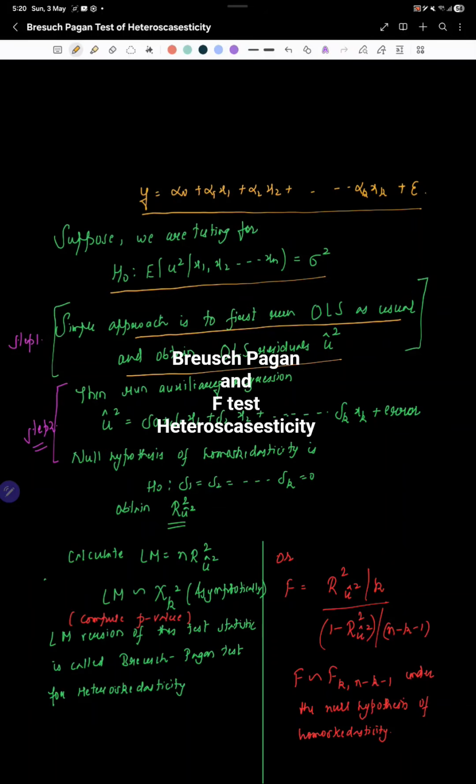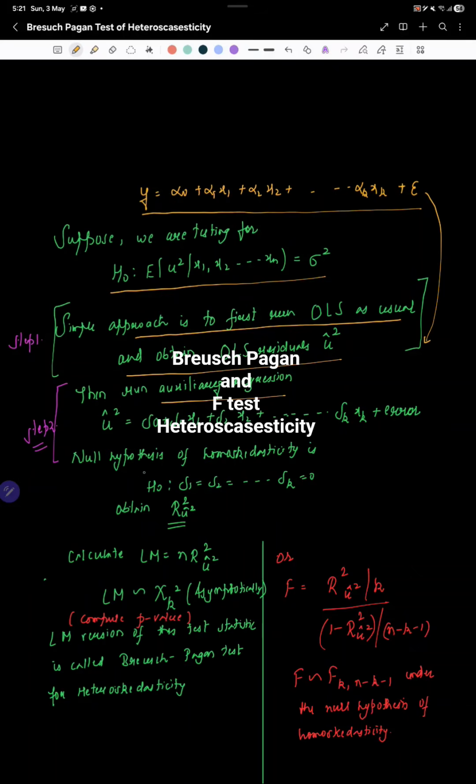You have to run this regression and obtain the residuals and square them. In the second step, which we call auxiliary regression, run this squared residual on all the explanatory variables, that is x1, x2, so on up to xk.